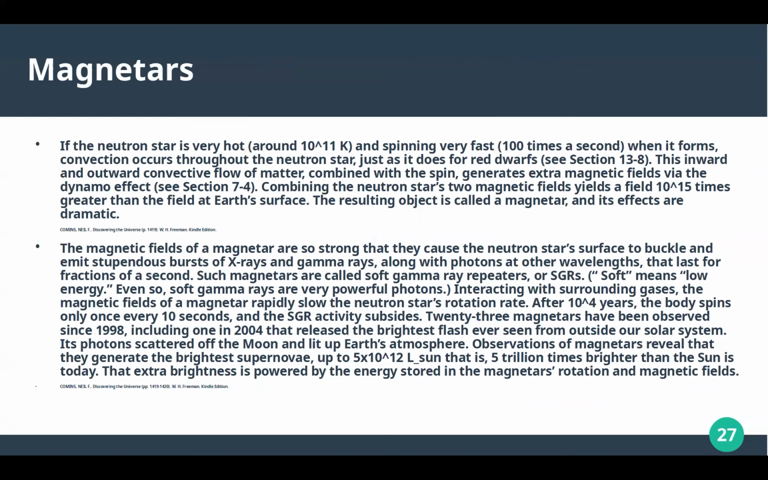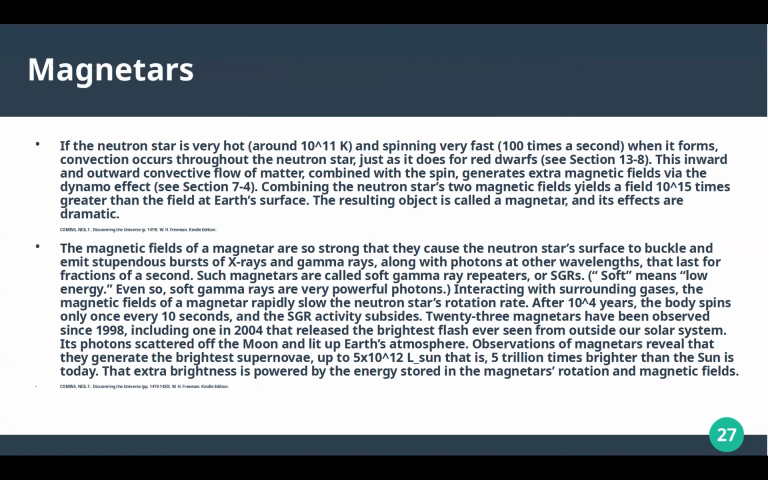The magnetic fields of a magnetar are so strong that they can cause the neutron star's surface to buckle and emit stupendous bursts of X-rays and gamma rays, along with photons at other wavelengths, that last for fractions of a second. Such magnetars are called soft gamma ray repeaters, or SGRs. Soft means low energy. Even so, soft gamma rays are very powerful photons.